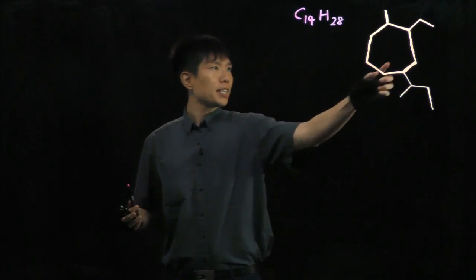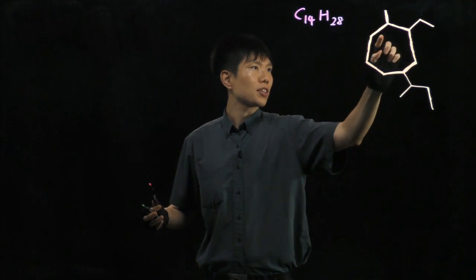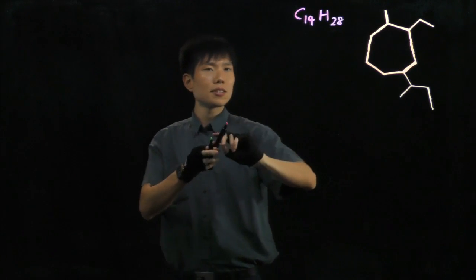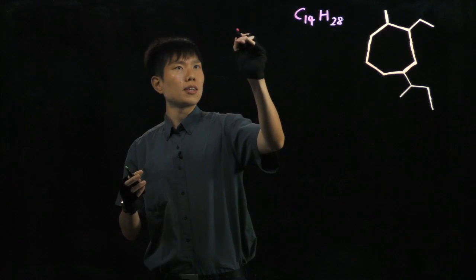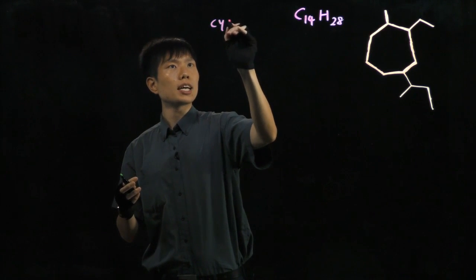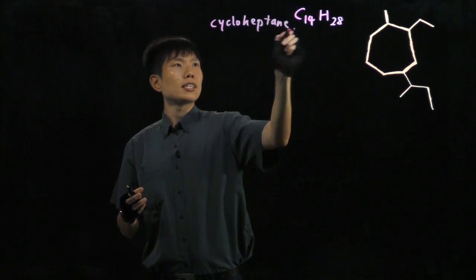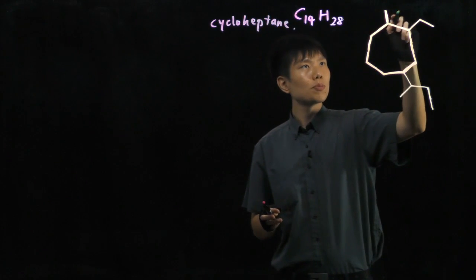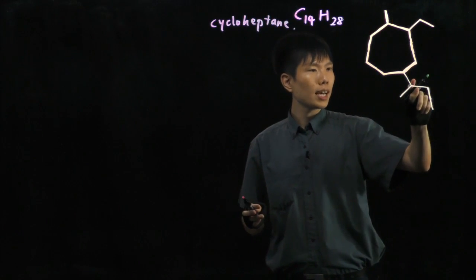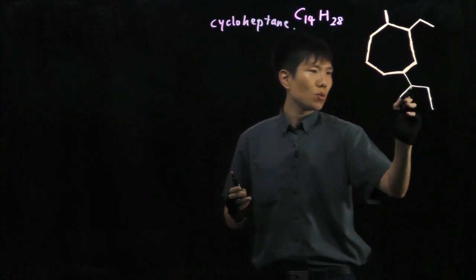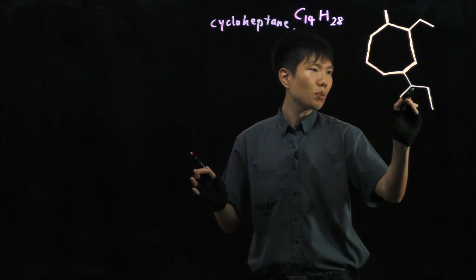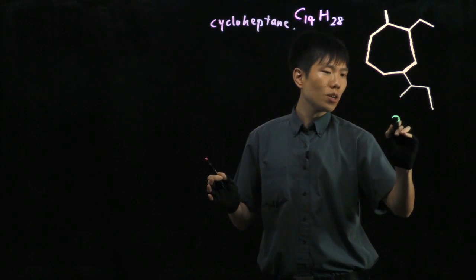So the parent chain here is a cycloheptane because it has the most number of carbons, with 7. So it should end off with cycloheptane. Now let's analyze the substituents here. We have a methyl group, an ethyl group, and what do we call this? Here it is the first time seeing what we call a secondary branching.